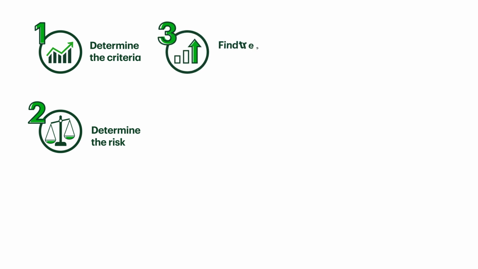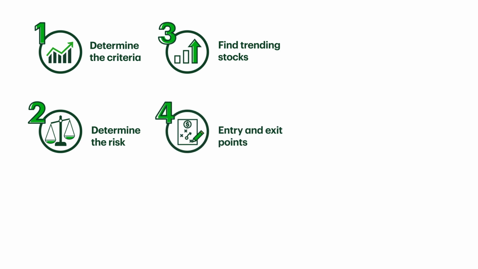Let's look at the steps a momentum trader typically goes through. First, they determine criteria for a stock that is trending. Second, they determine how much they want to risk per trade. Next, they identify trending stocks. Then they identify entry and exit points.